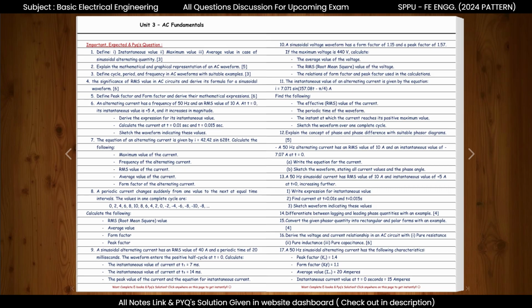From this topic, we can expect questions such as, explain the concept of phase and phase difference with suitable phasor diagrams. A 50 Hz alternating current has an RMS value of 10 amperes and an instantaneous value of 7.07 amperes at time 0. Write the equation for the current and sketch the waveform stating all current values and the phase angle.